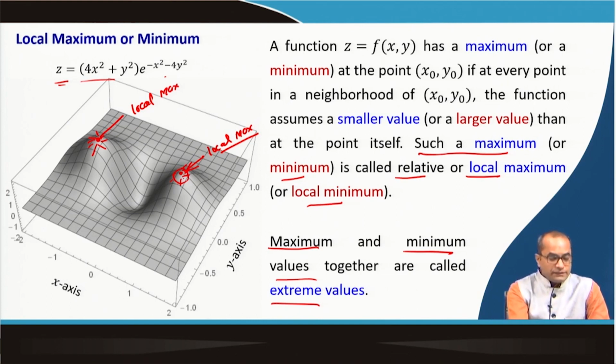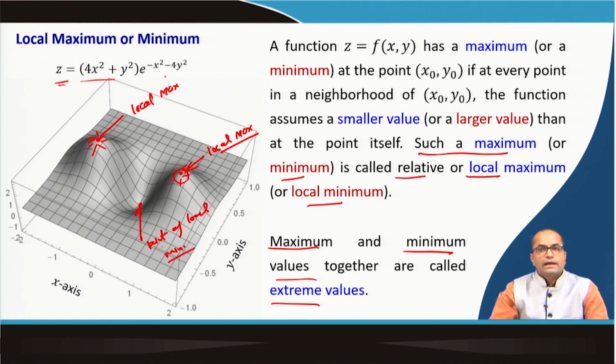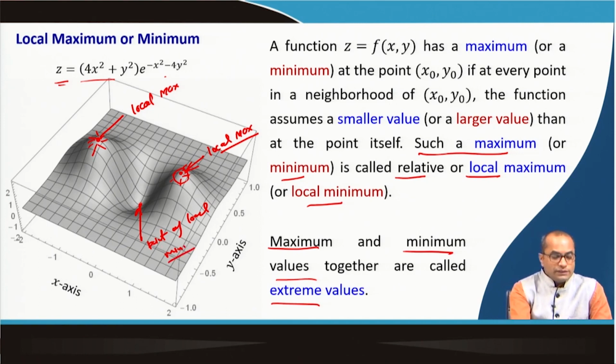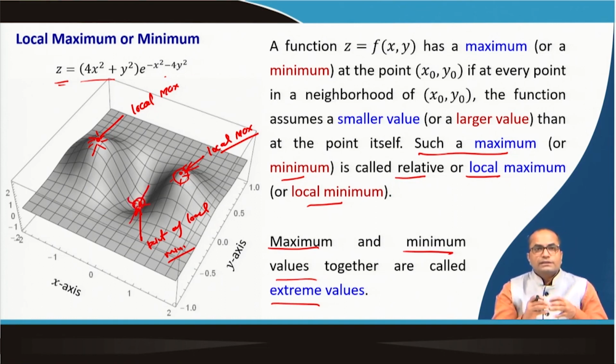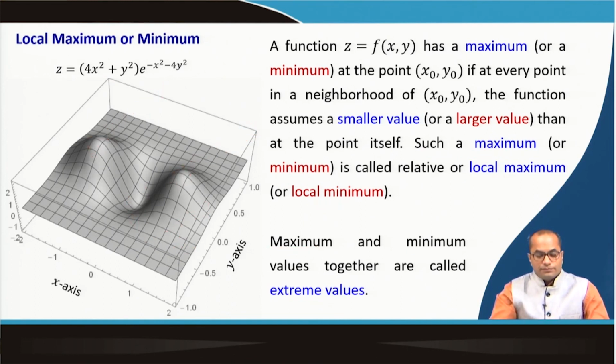Similarly, if we take a closer look here, we can also observe that this is a point of local minimum. So, here also the situation is that in the neighborhood of this point, the function is taking larger values than at that point. So, this is a point of local minimum.